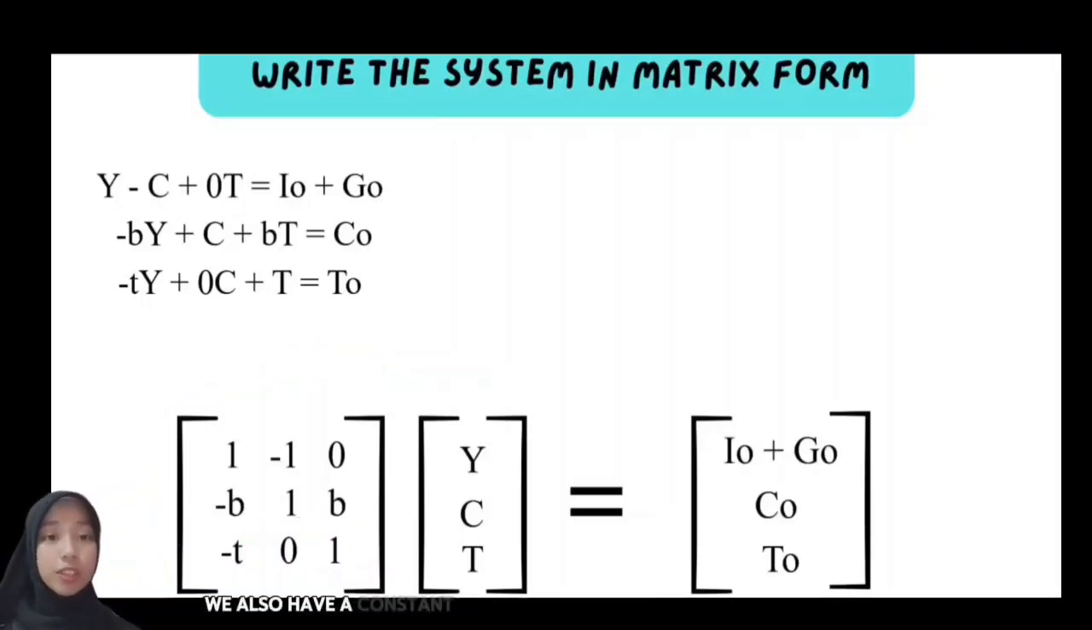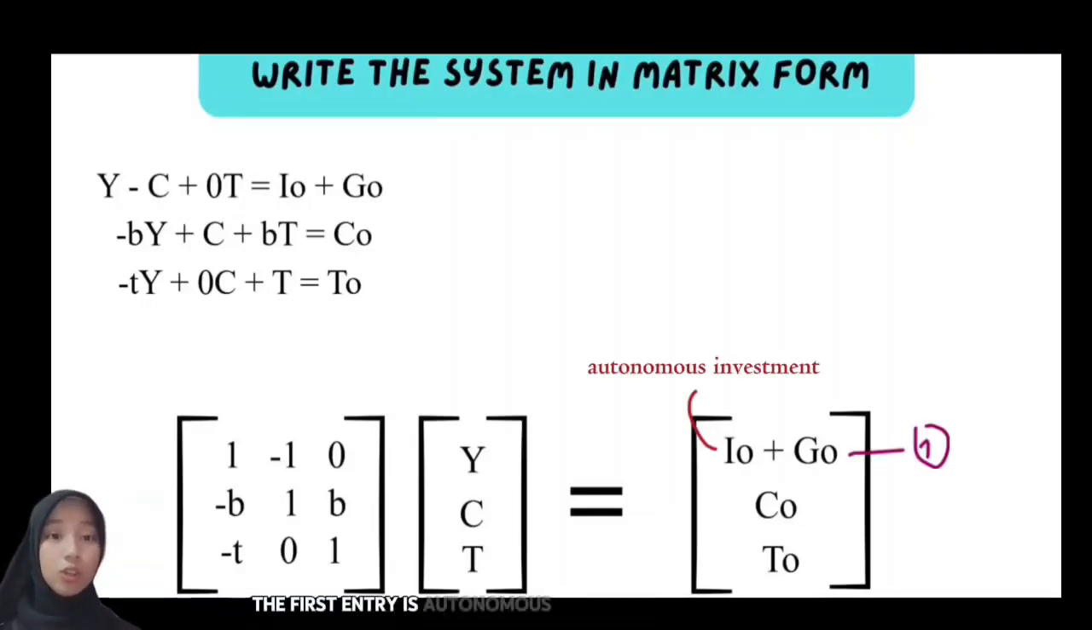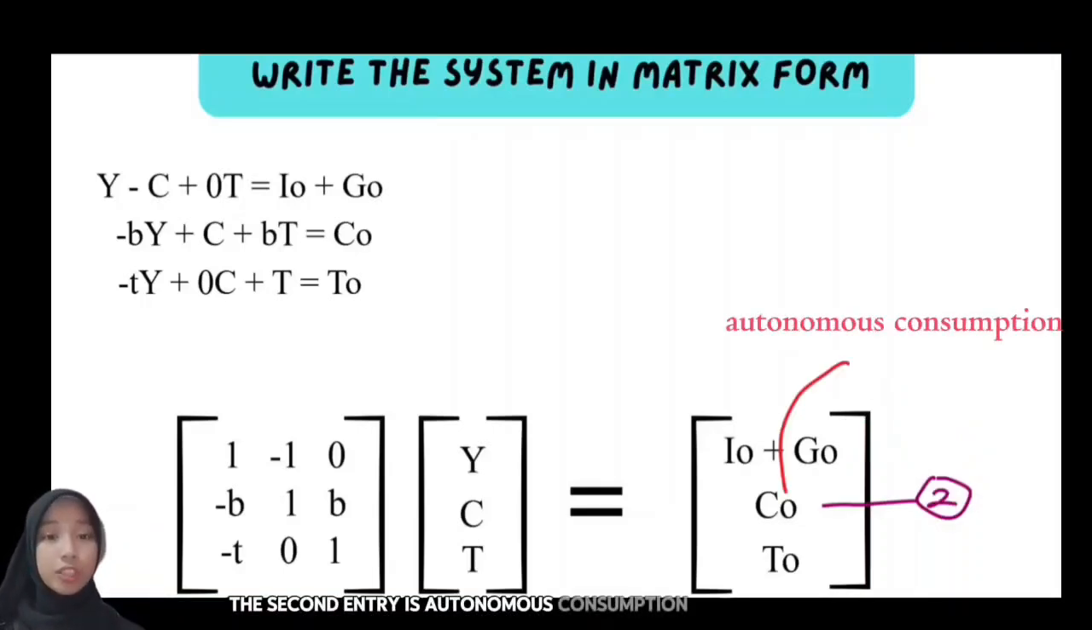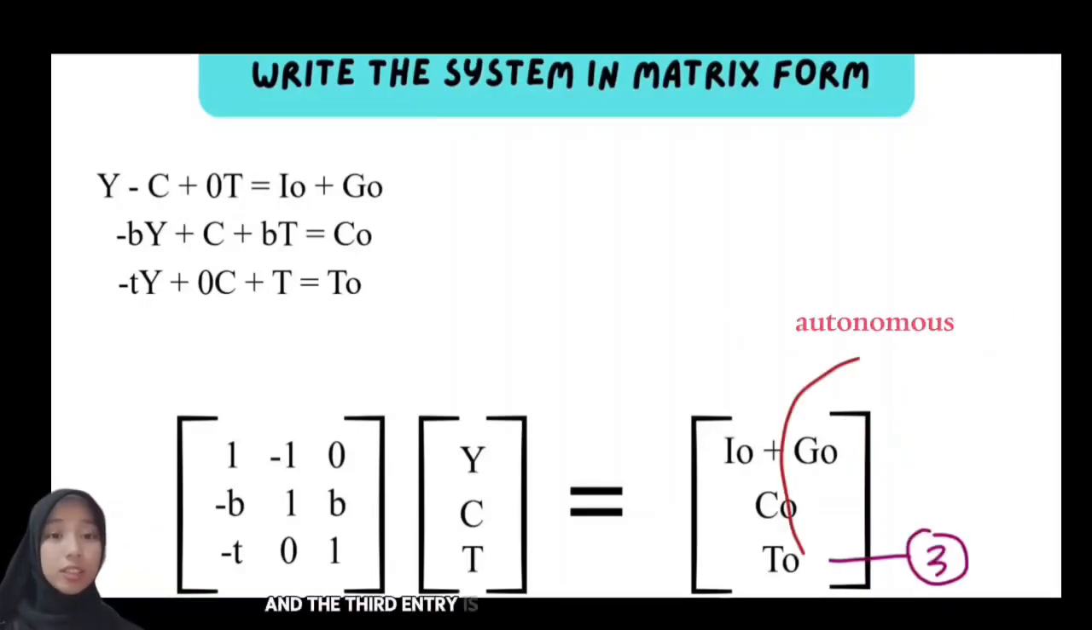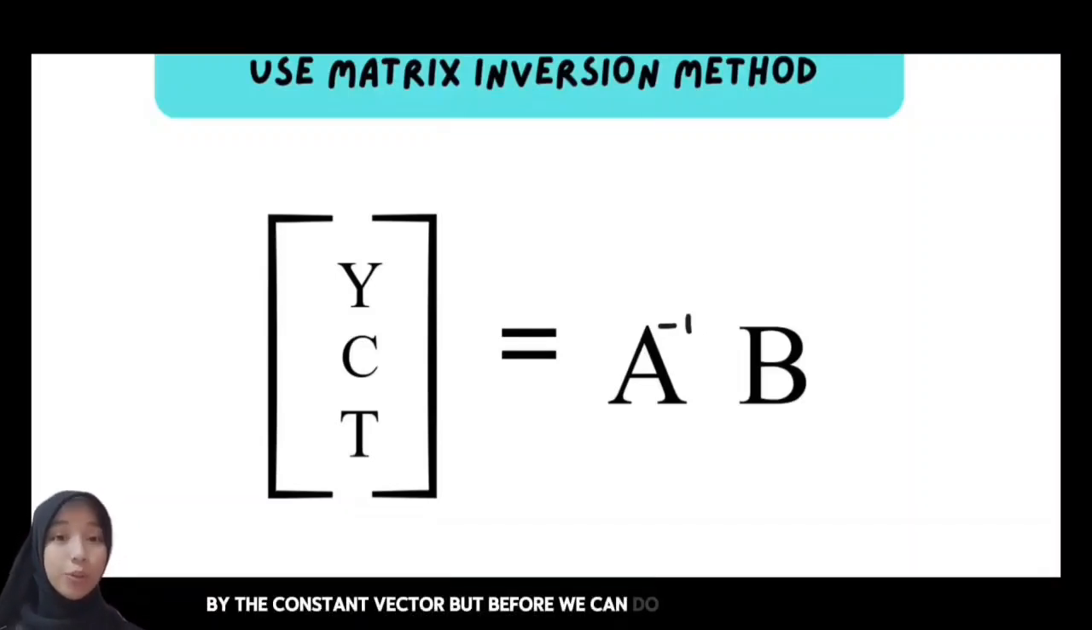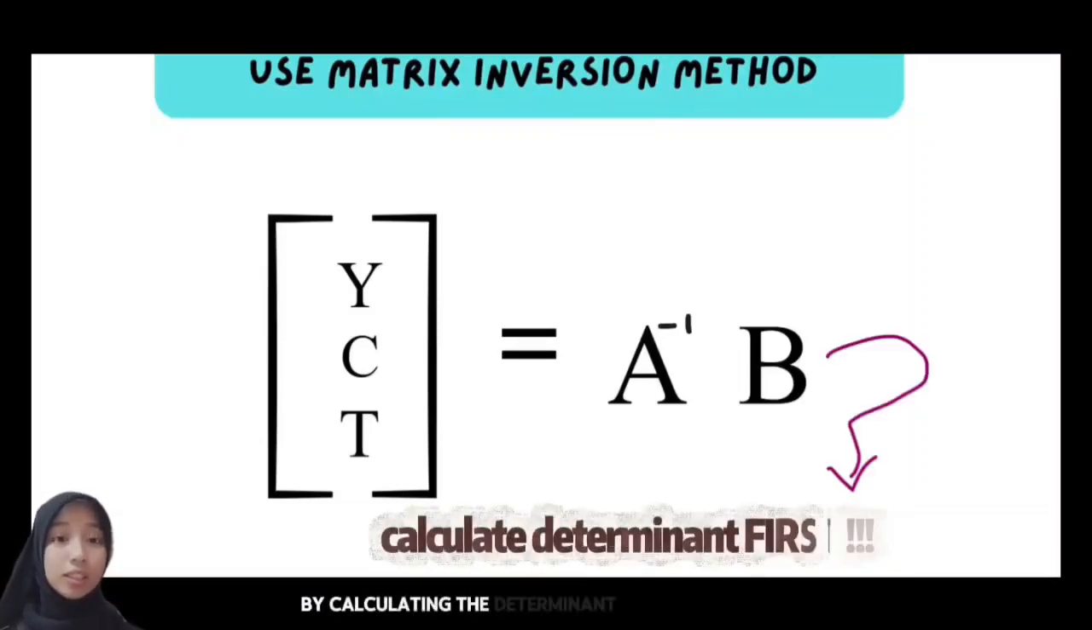We also have a constant vector with 3 entries. The first entry is autonomous investment plus government spending. The second entry is autonomous consumption. And the third entry is autonomous tax. To solve the system, we use the matrix inversion method. This means we multiply the inverse of the coefficient matrix by the constant vector. But before we can do that, we must check if the inverse exists by calculating the determinant.